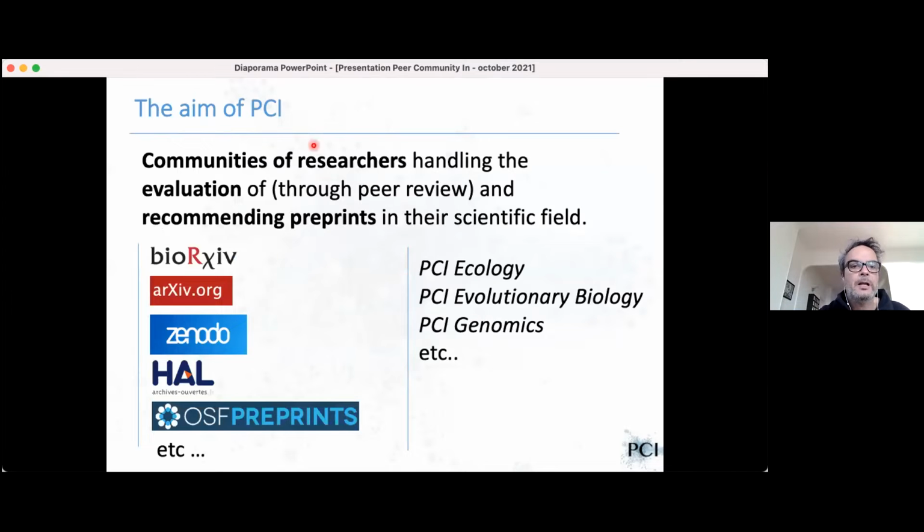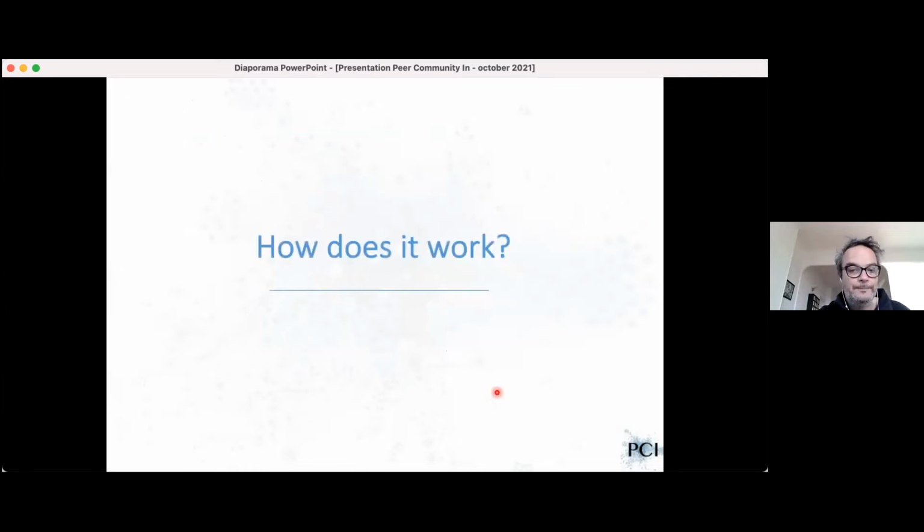So Peer Community In is a non-profit and non-commercial organization that tries to build communities of researchers who handle the evaluation through peer review and who recommend preprints in their scientific field. So the articles are deposited in bioRxiv, in arXiv, in Zenodo, in HAL, etc. And the communities are Peer Community in Ecology, Peer Community in Genomics, Evolutionary Biology, etc., depending on the field.